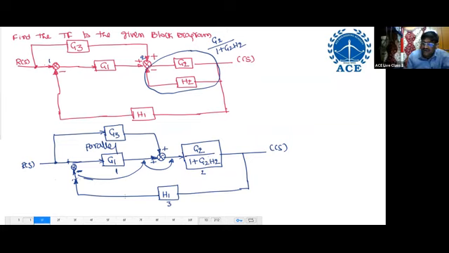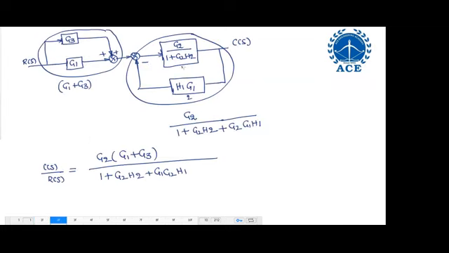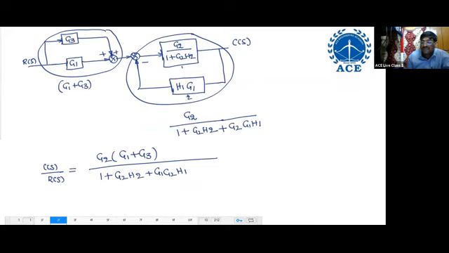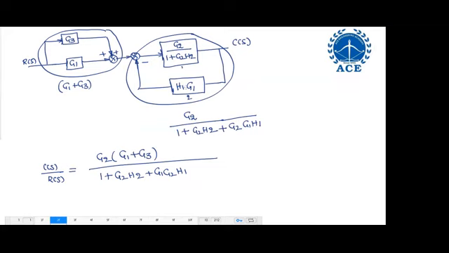Before shifting, how many block gains are there? Before G1 shifting the summing point here, how many are there? 1, 2, 3. After shifting, how many are there? 1, 2. Which block gain is missing? G1 only, na? Yeah. That should be multiplied.